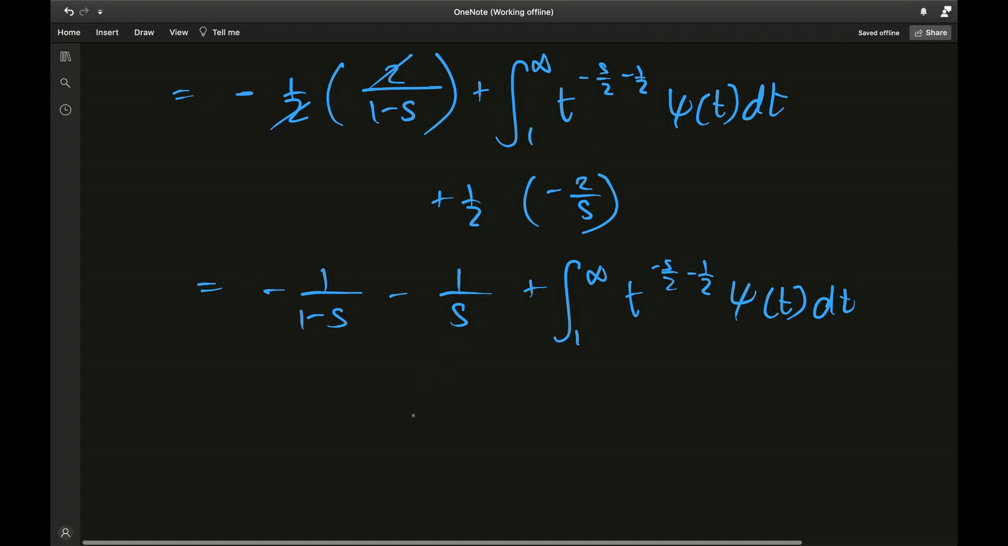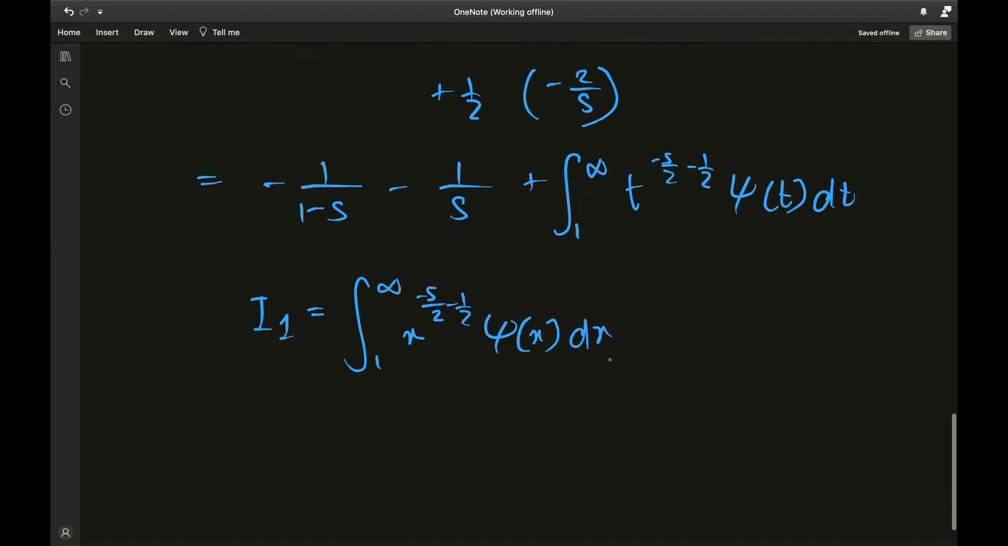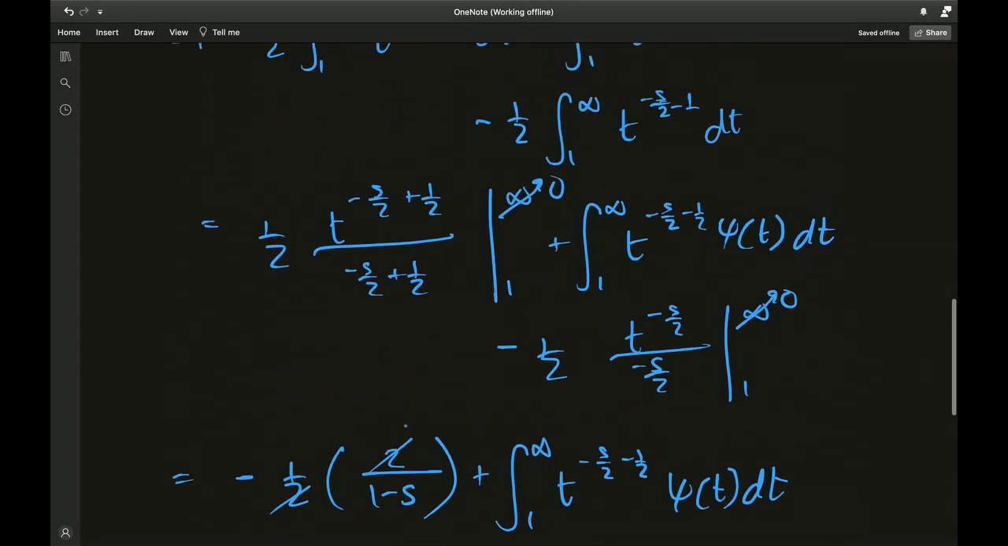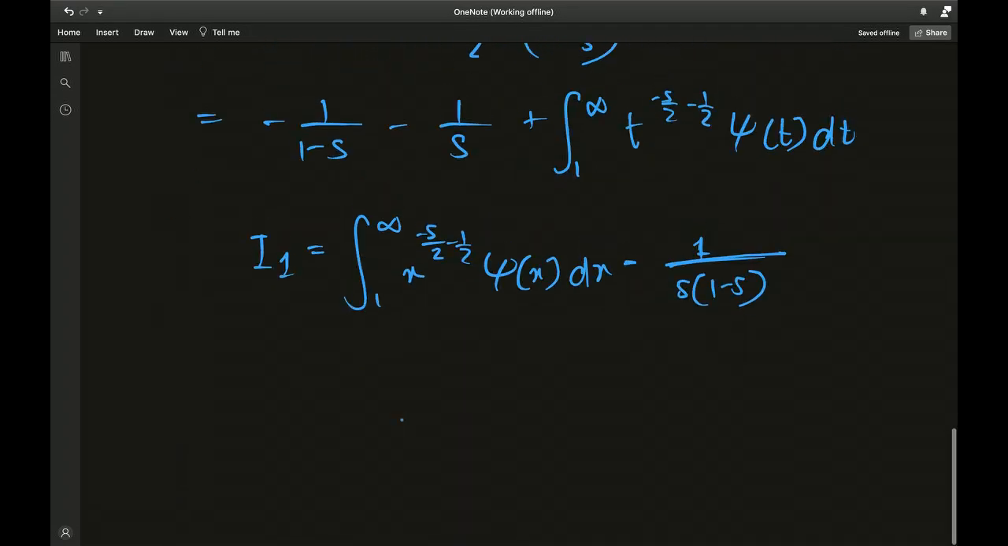I can do some simplifications making I1. Now I'm going to change the variable from t to x because it's a definite integral. I can do that, and associated with this we have 1 over s times 1 minus s. I just cross multiplied into a common denominator here. Fair enough. Nothing that was too great or something. It's time to plug I1 back into our general expression.